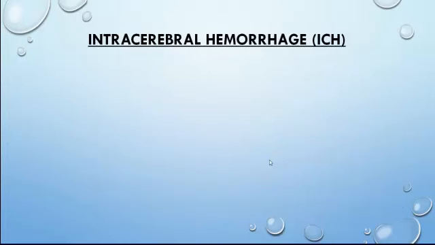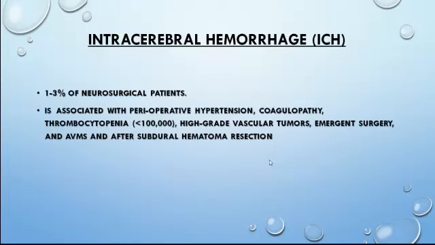Intracranial hemorrhage. It occurs in 1 to 3% of neurosurgical patients, and is associated with perioperative hypertension, coagulopathy, thrombocytopenia, high-grade vascular tumors, and emergent surgeries. Also, it can occur in AVMs and after subdural hematoma resection.